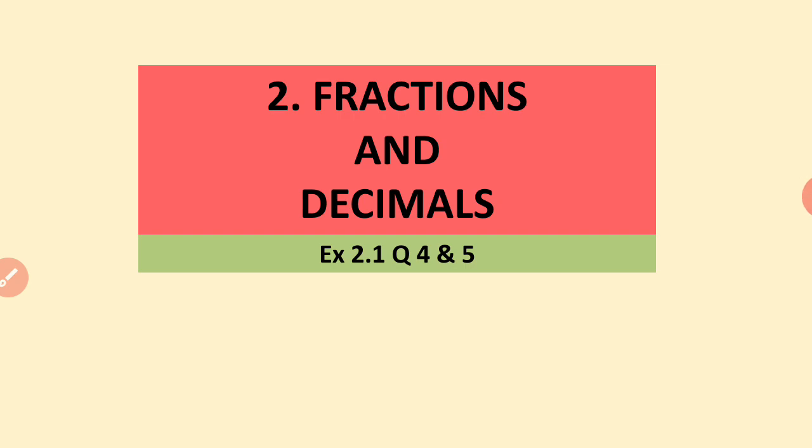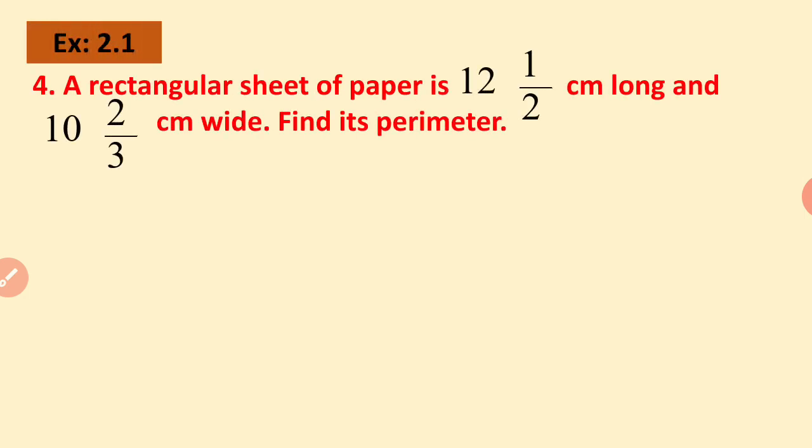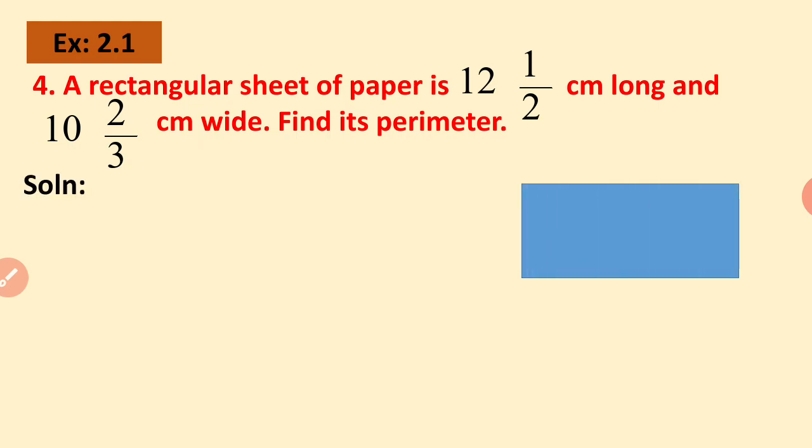Let's now solve some real life examples. Here we are with the fourth question. A rectangular sheet of paper is 12.5 centimeter long and 10 2/3 centimeter wide. Find its perimeter. Now children, there is a rectangular sheet of paper. The length as well as width is known to us. We are told to find its perimeter.